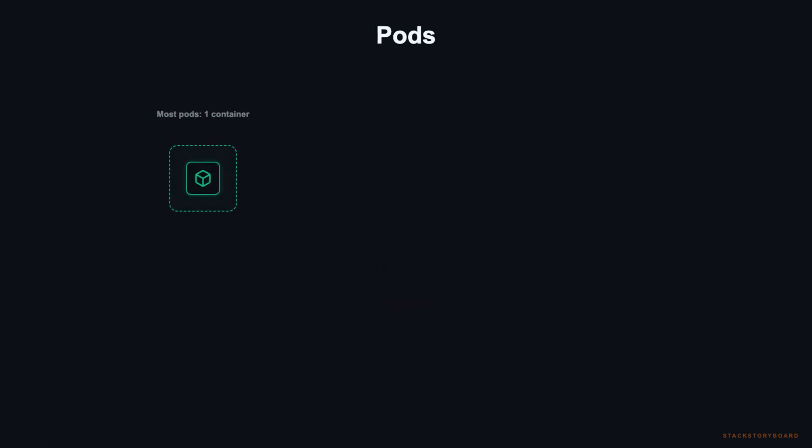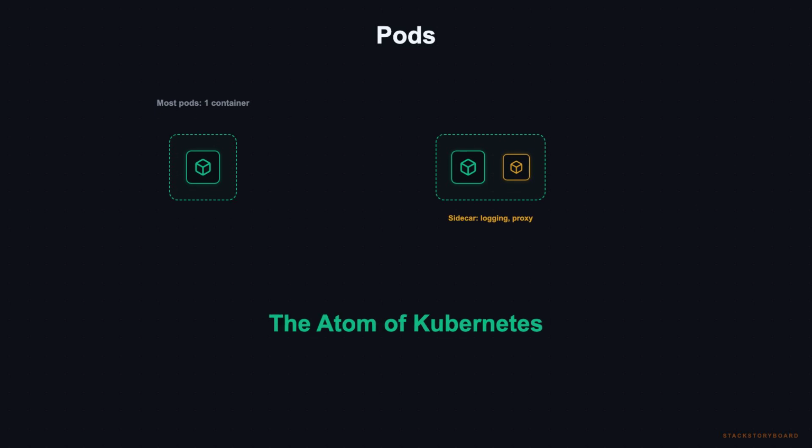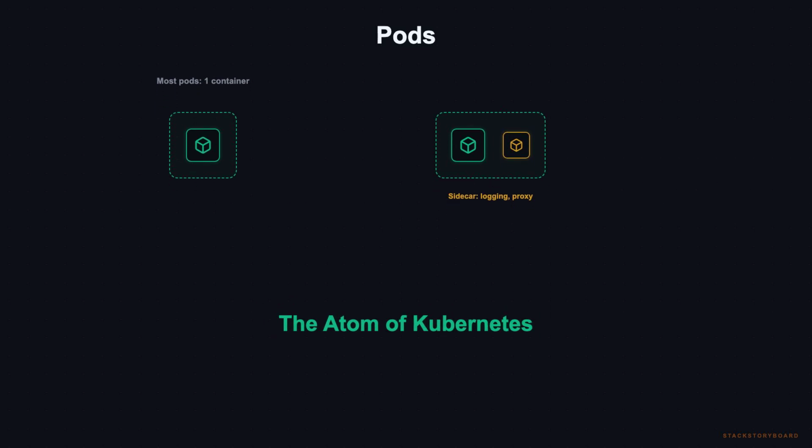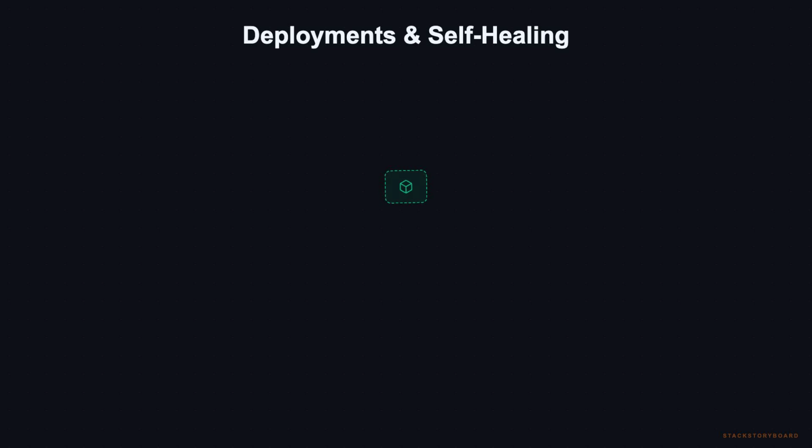Most pods run one container. Sometimes you add a sidecar for logging or proxying. The pod is the atom of Kubernetes. Everything else builds on it. You don't create pods directly, too fragile. Instead, you create a deployment. You declare, I want 3 replicas of my app, and Kubernetes makes it happen.